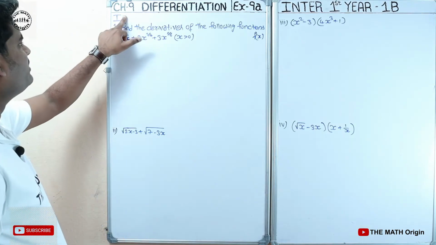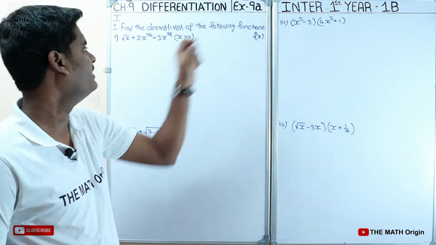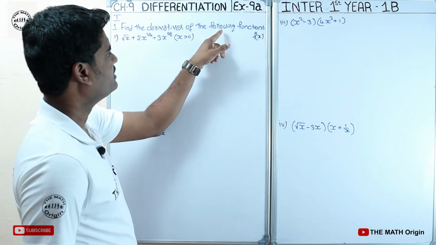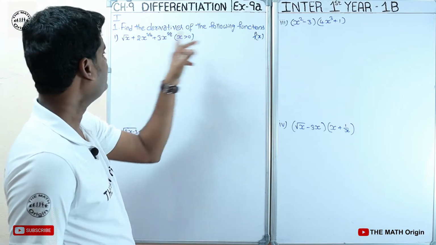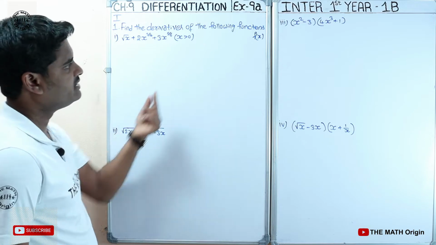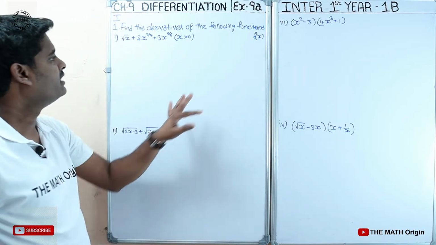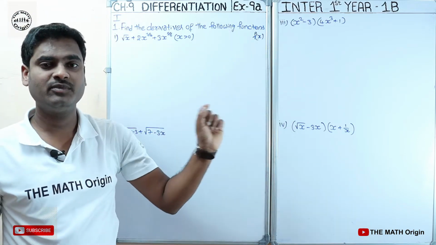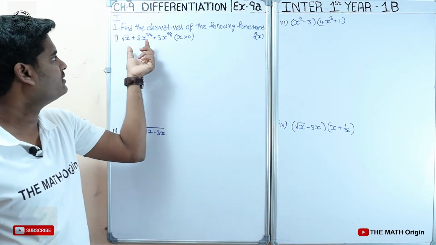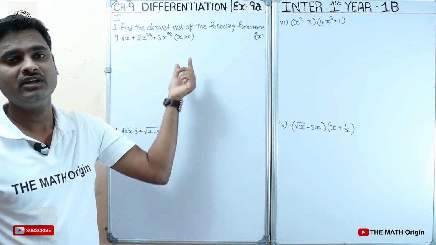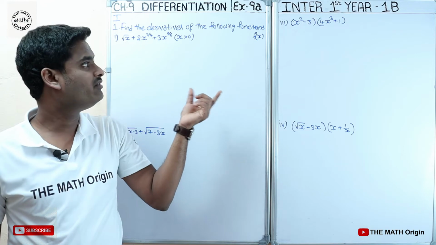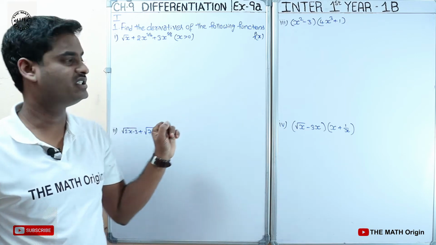First question from the first section of exercise 9a. Find the derivatives of the following functions f of x. First one, second, third and fourth. ఇవి చేసేటప్పుడు టెక్స్ట్ బుక్ మీ చేతిలో ఉండాలి. కొన్ని క్వశ్చన్స్ కొన్ని షార్ట్ ఫామ్స్లో రాస్తున్నా. So if you carry the textbook in your hand, then there won't be any confusion in the questions.